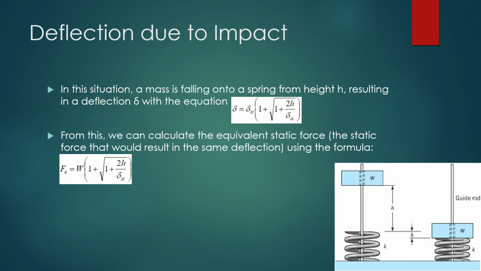From this, we can calculate the equivalent static force, which is the static force that would result in the same amount of deflection, using the formula Fe, which is the equivalent static force, is equal to the weight times parentheses 1 plus root 1 plus 2h over delta static. So essentially, all that's being changed is the delta static outside of the parentheses is being changed to the weight, which gives us the equivalent force.